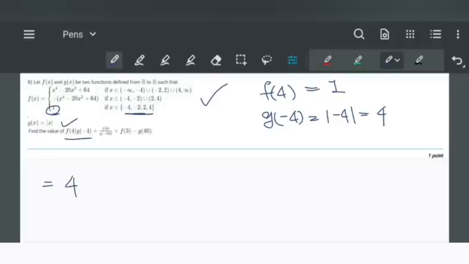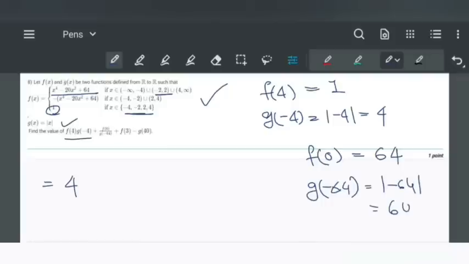Okay, the second term f(0). So 0 is included in this range, and putting 0 in x raised to 4 minus 20x squared plus 64 gives you only 64, and g(minus 64) gives you mod minus 64, which is 64. So f(0) by g(minus 64) is only 1. And then f(3) is included in this range, so plus f(3).